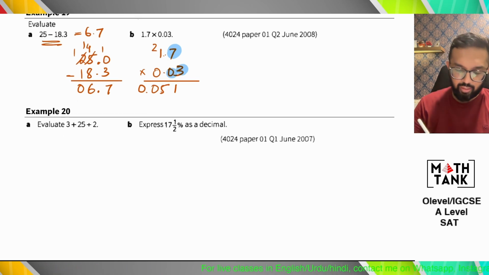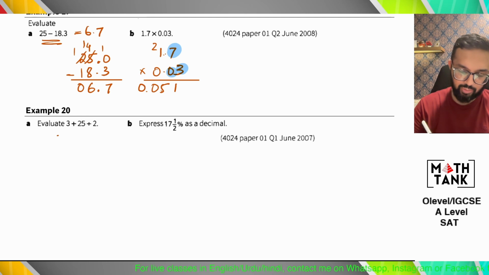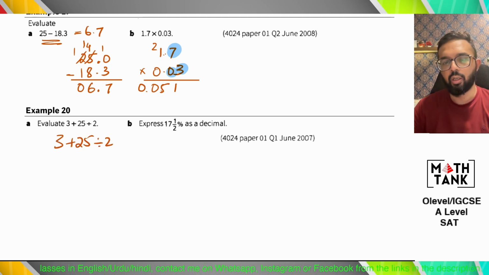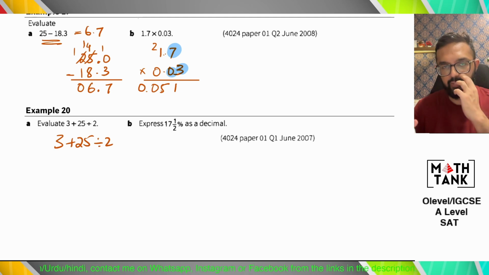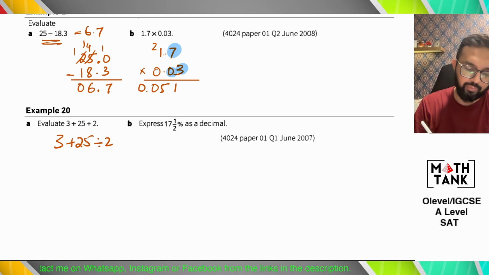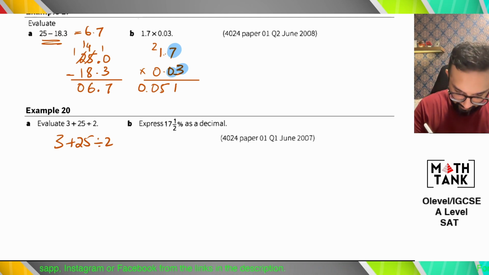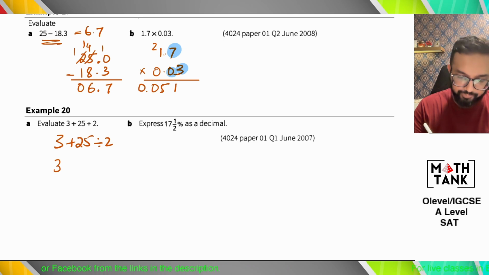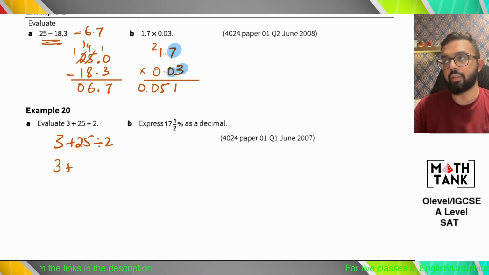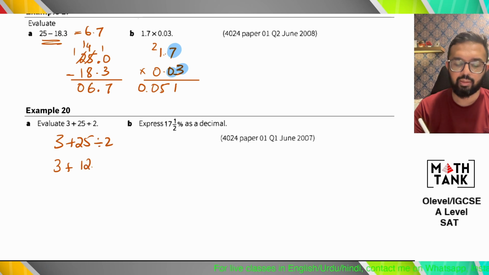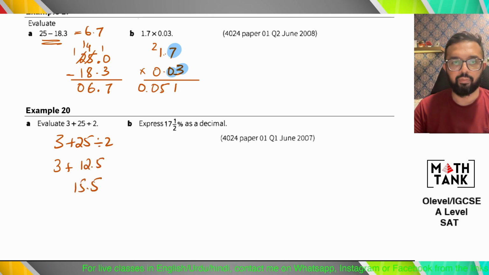Okay. This is a divide sign. So this question is 3 plus 25 divided by 2. If you remember from the rules before, what do you do first? You divide first and then add. So 25 divided by 2 is something that you'll need to do. Okay. If you remember that directly, it's just half of 25. Half of 25 is 12.5. So the answer should be 15.